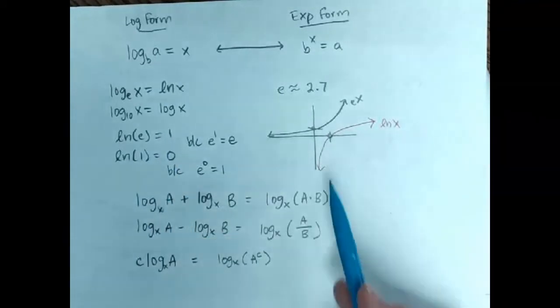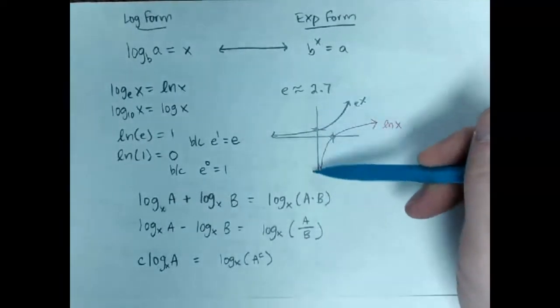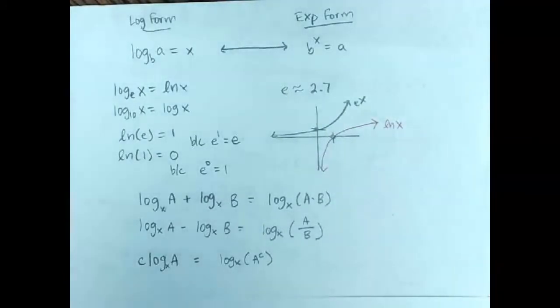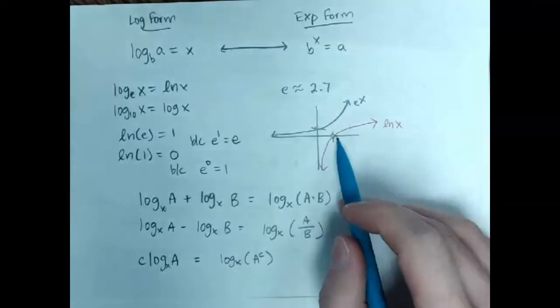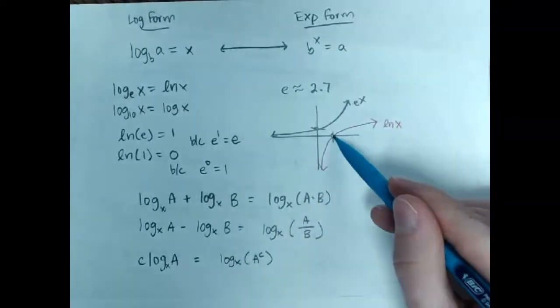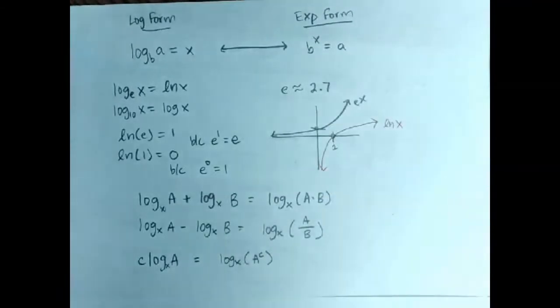Alright, look at the two graphs. Here in red, you see the natural log graph, which has a vertical asymptote on the y-axis, right? You can never have a 0 inside of a log, nor anything negative. And then the x-intercept for the natural log graph is 1. So right here at 1, that is where the natural log graph crosses the x-axis.